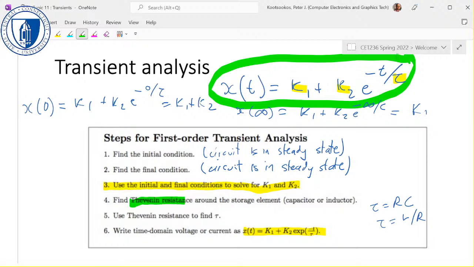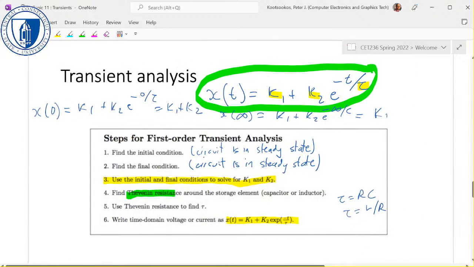Any questions about those? I haven't got many examples of this in the tutorial. I will try and find some more later on. Okay. Any questions? All good?